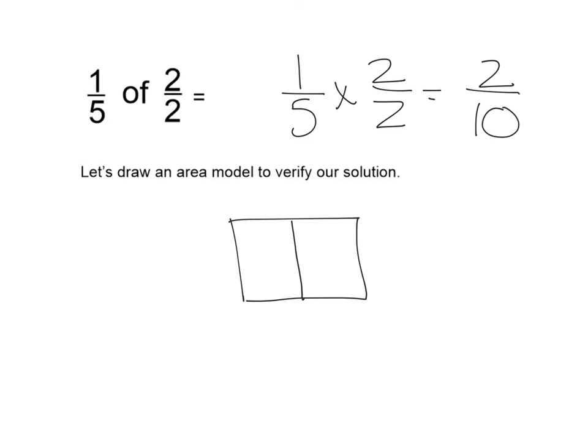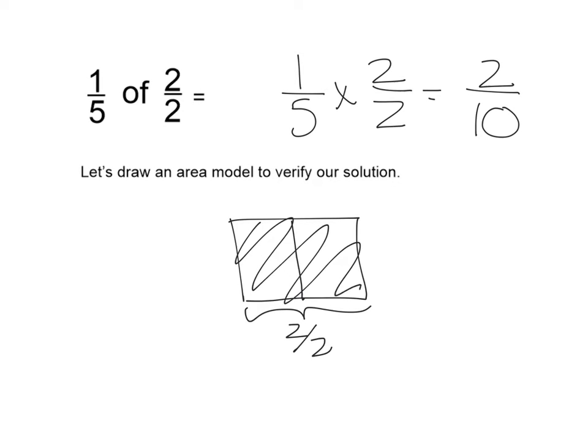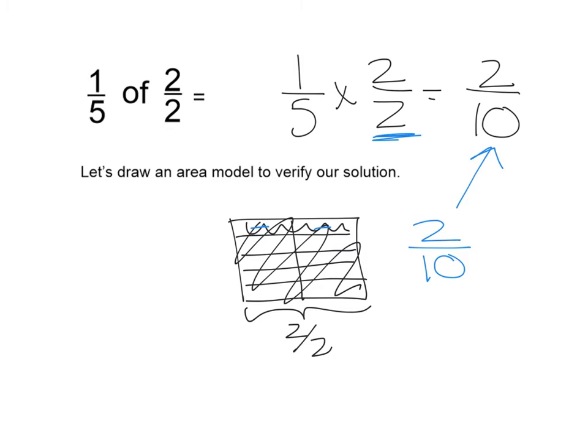We're drawing 2 halves. I'm going to shade both halves. Now we're drawing fifths, and we're going to shade one of those fifths. Our answer is 2 are shaded out of 1, 2, 3, 4, 5, 6, 7, 8, 9, 10. 2 out of 10, which is the same as what we got up here. So again, we multiplied by 1, which gave us an equivalent fraction.